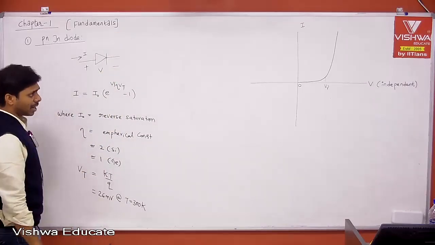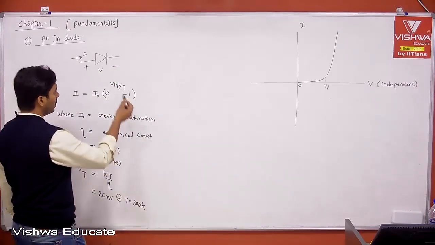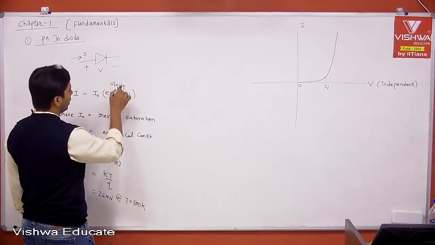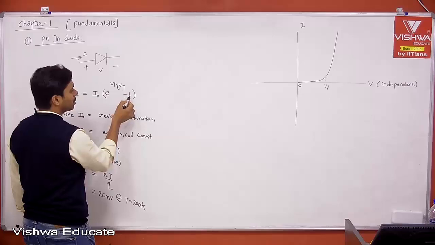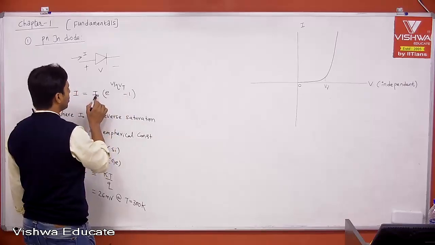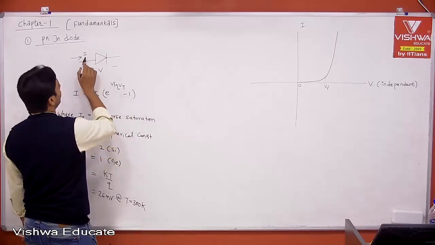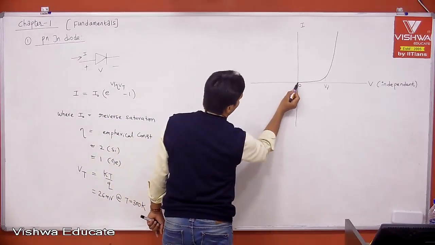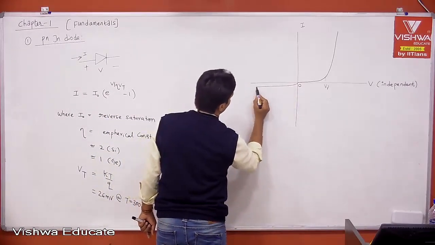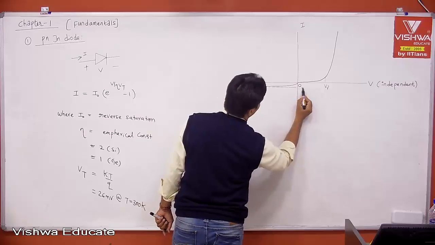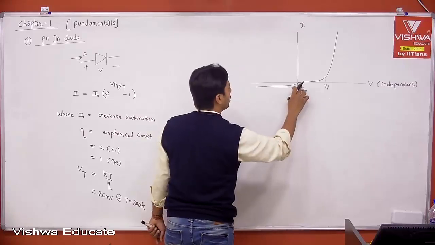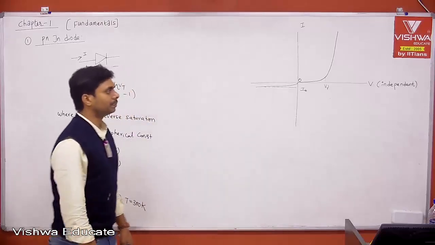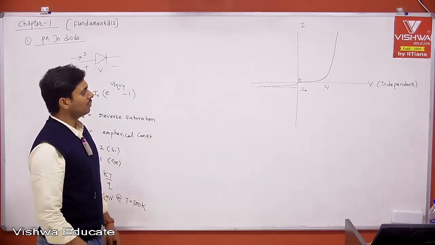Coming back to reverse bias, right? When V is negative, e to the power of negative is very small with respect to 1, so it can be neglected. Then you get minus I naught, which is opposite to the forward bias current, therefore your current will be negative, and that will be almost equal to the reverse saturation current. That is what people call I naught. This is the voltage axis, and this is I naught. Then this is the VI characteristics.